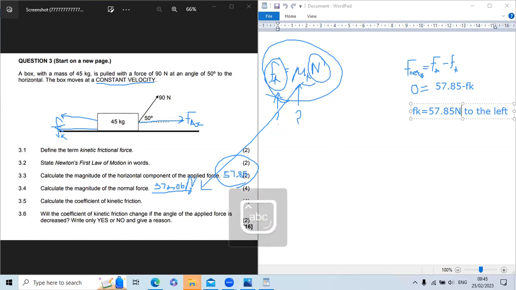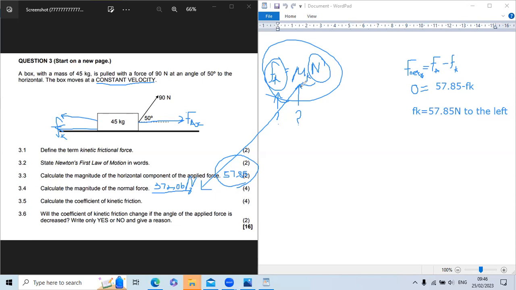But since this is not your final answer, it's not important to say it. If you want to state it just for your own clarity, you can, but it's not crucial to what we're doing currently.